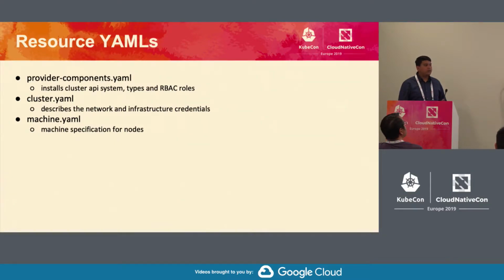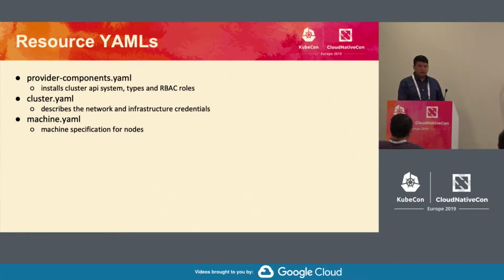Let's quickly look at some of the resource YAMLs. Since it's Kubernetes, there's all YAMLs. A few very important ones that I want to just touch base upon. First is provider-components.yaml. Now this is a file that, when you go through the instructions, will be a generated file. But the key thing to note is this particular file is responsible for installing and setting up your Cluster API controllers onto your target cluster, like your bootstrap cluster or management cluster.